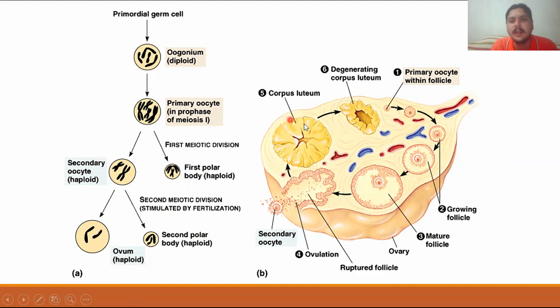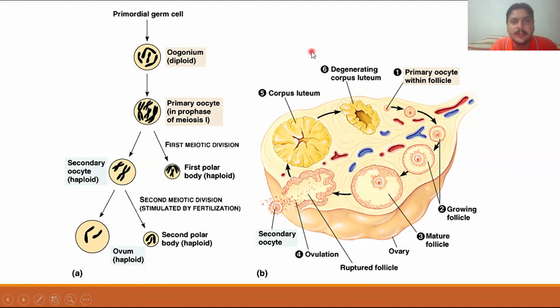Then the follicle cells change into a yellowish, thick-walled glandular structure named the corpus luteum. This corpus luteum then produces the progesterone, that is a pregnancy maintaining hormone. So that's it. This one is totally about the oogenesis and spermatogenesis.